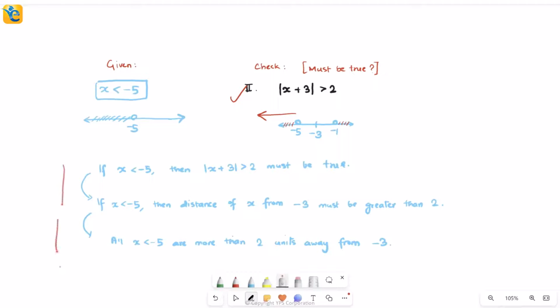Observe how this layer by layer translation made it very easy for us to evaluate the statement. We were very clear about what is given and what we are checking. Simply seeing whether for these values of x, this distance condition is satisfied. And it became all very nice and clear when all of this math turned into simple English. With this, let's go into statement 3.